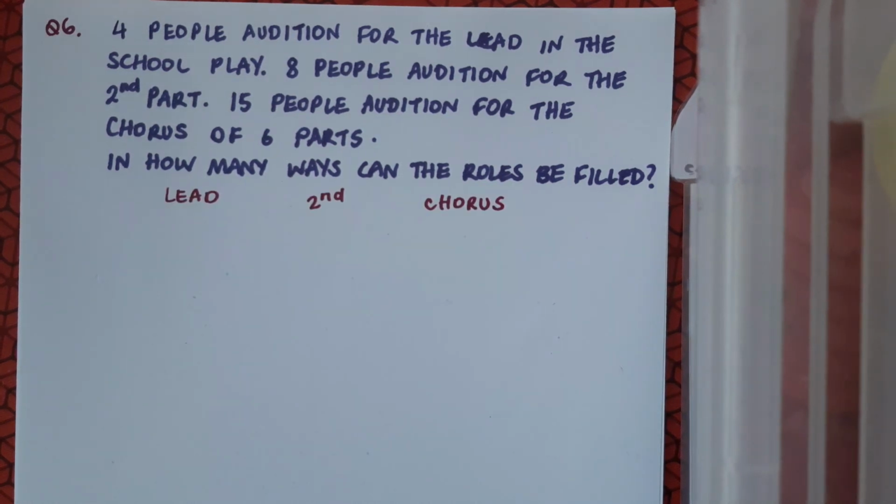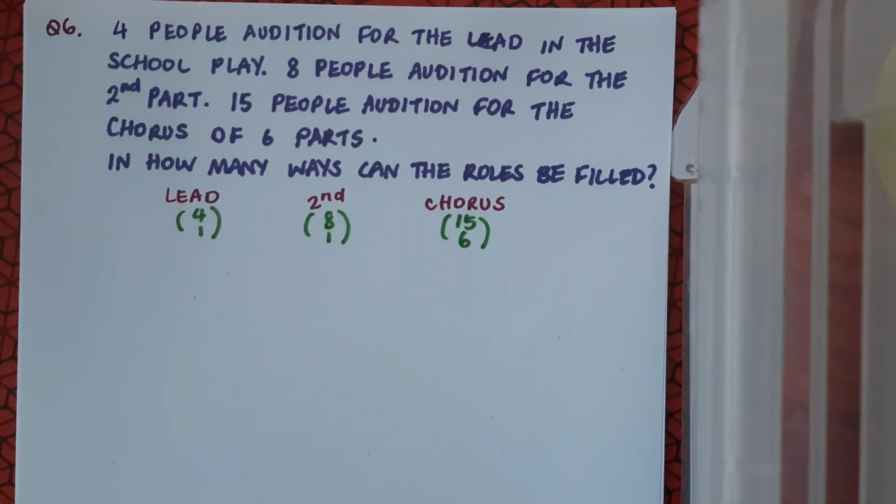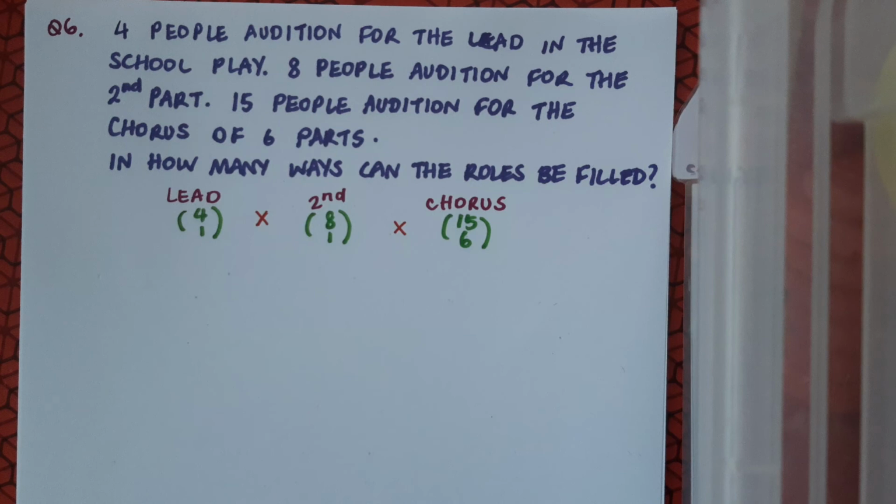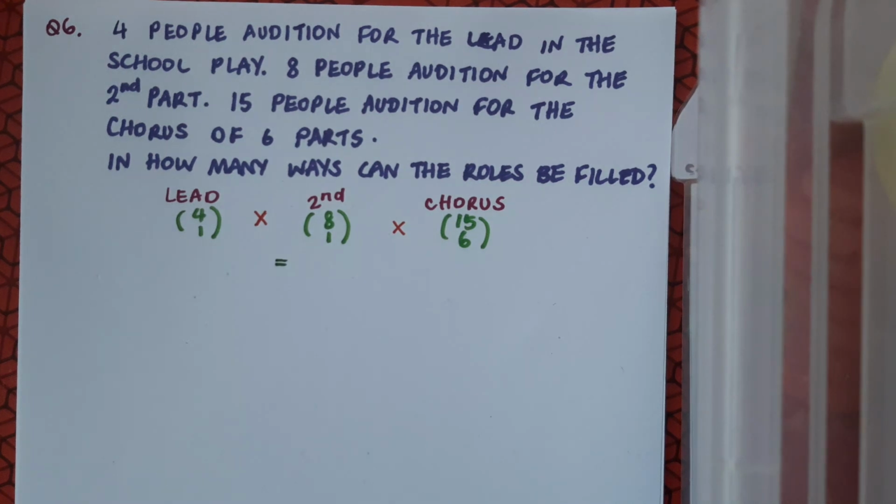So we've got to think about the lead, the second part, and the chorus. For the lead, 4 people audition, but I can only pick 1, so that's 4 choose 1. 8 people go for the second part, but again, I can only choose 1. And 15 people go for 6 places in the chorus. So I've got 15 people to pick from and I have to pick 6 of them. And I need a lead and a second and the chorus. So I'm multiplying. And this time I get a really huge number of 160,160.